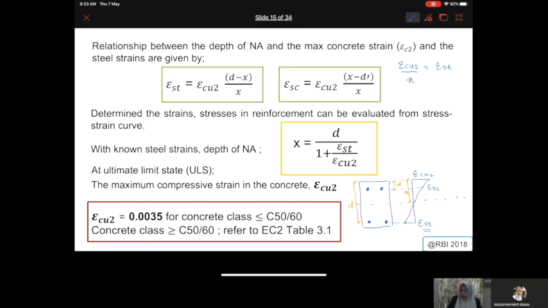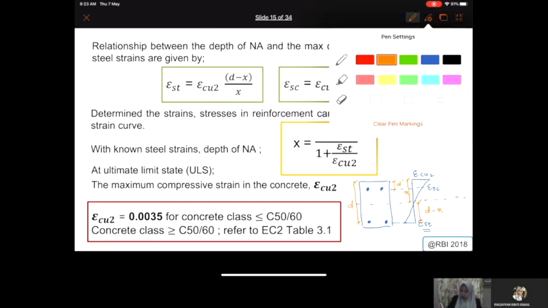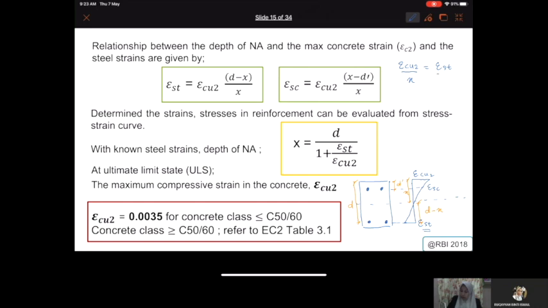Okay, so you can write your height here. This one is actually equal to d minus x, and when you calculate, it will be over d minus x. So your strain ST is equal to strain Cu2 divided by x multiplied with (d minus x). So that's how you get the value.